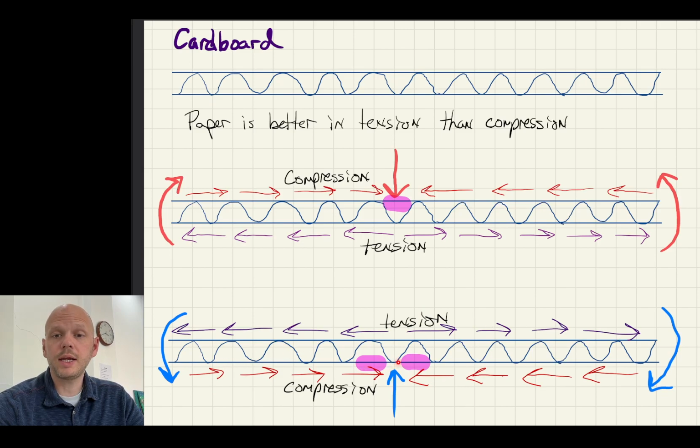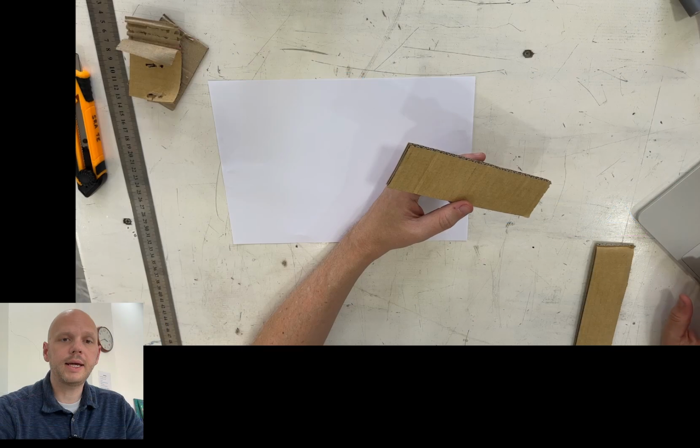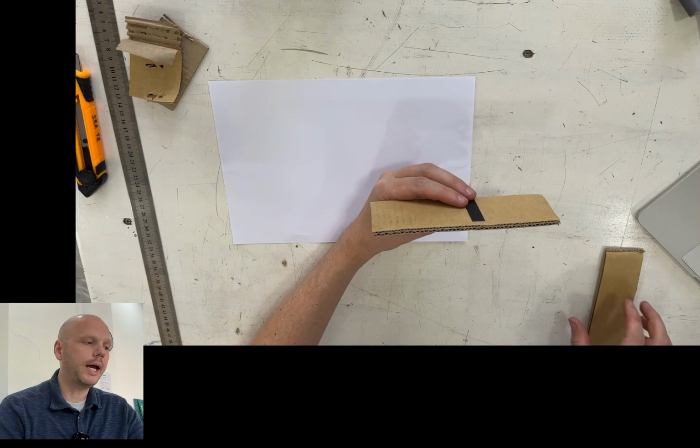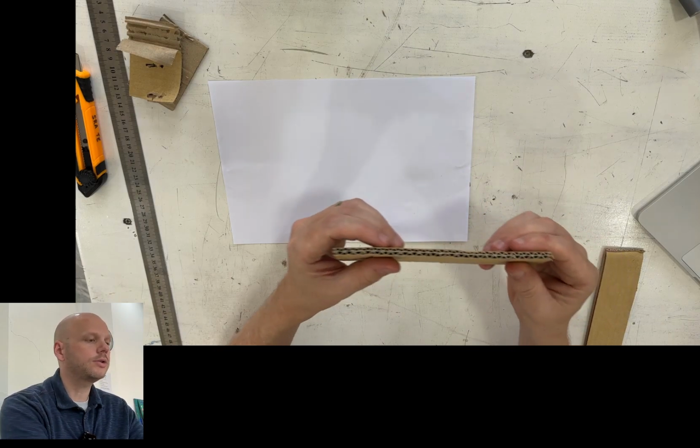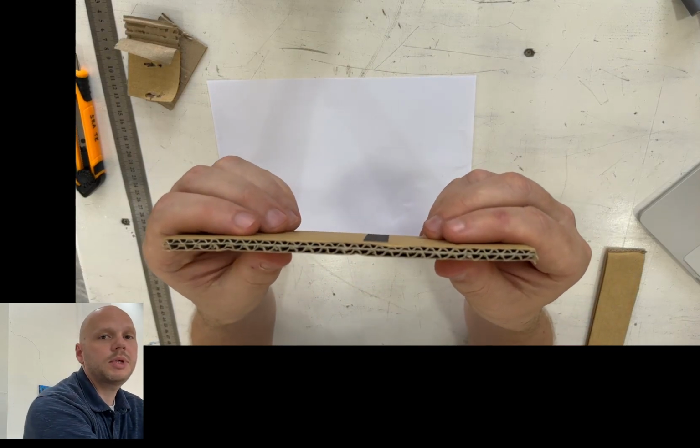It's supported right here in the middle, so it will probably either bend here, where it's unsupported and it's going to be in compression, or here. One of those two places will probably be where it creases and bends. So let's go ahead and look at what will happen if I try to bend this piece, for instance.